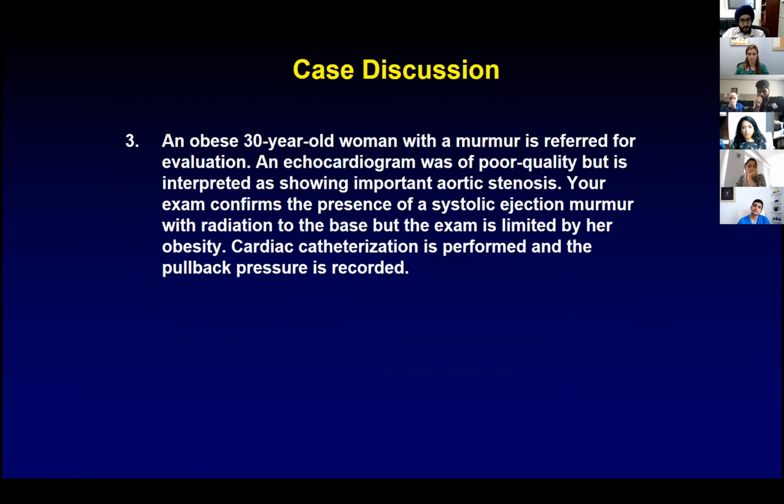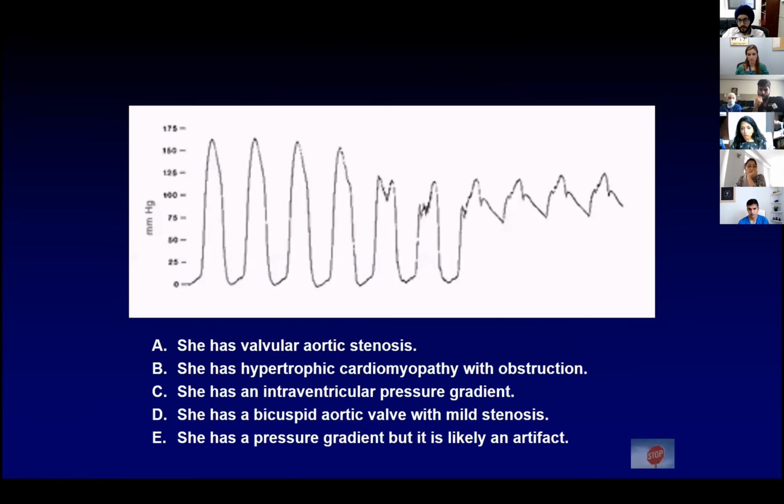Next case, you have an obese 30-year-old woman with a murmur. She's referred to you for an evaluation. Echo is interpreted as AS, but it's poor quality. On your exam, she has a systolic ejection murmur. And cath is performed, and this is what you see when you do a pullback. Pullback meaning your catheter is initially in the LV and you pull it back into the aorta. So which of these do you think she has? Hypertrophic cardiomyopathy with obstruction.